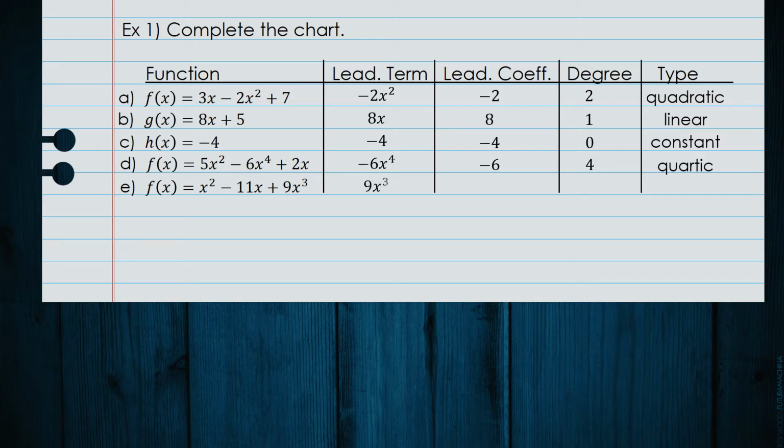For E, the leading term would be 9x to the 3rd. The leading coefficient would be a 9. The degree would be 3. And then we classify this as a cubic.